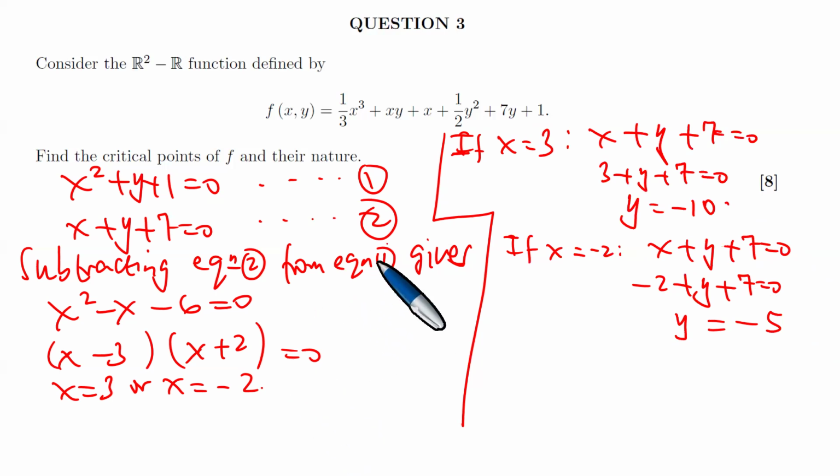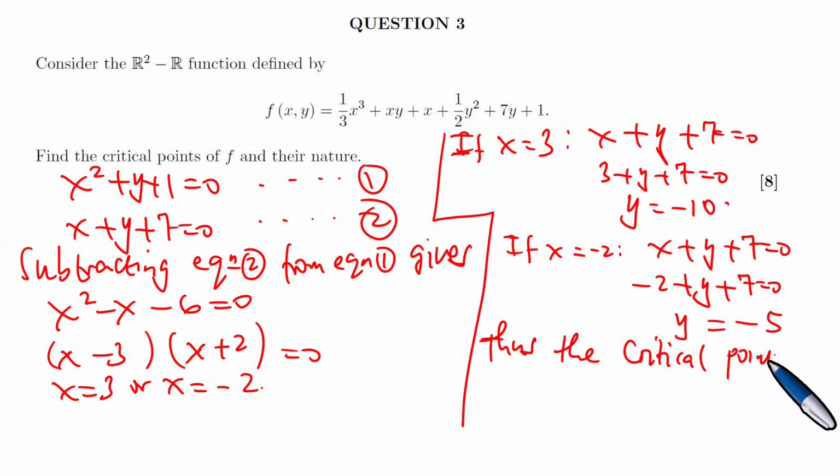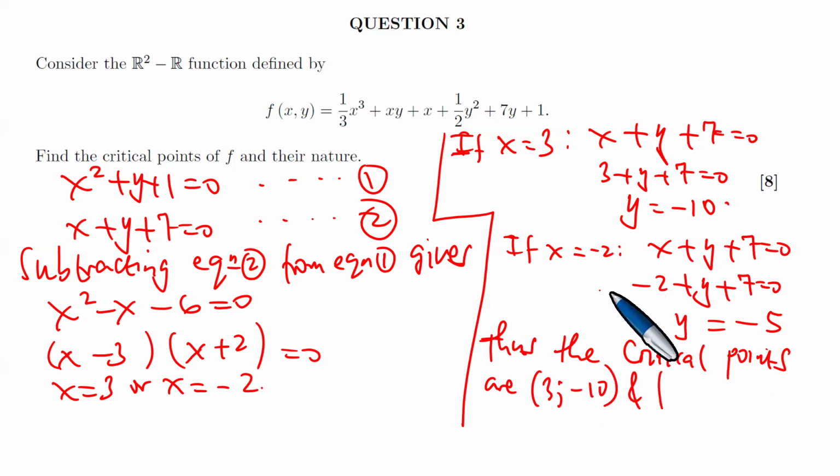So what is the meaning of this? Well, it means these are the critical points. The critical points are, what are they? There are two of them. When x is 3, y is minus 10. And when x is minus 2, y is minus 5. Like so.